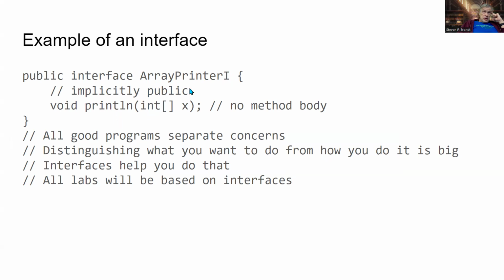Now, an ArrayPrinterI means that whatever the type is I want to hold in something of type ArrayPrinterI, it has to have a method that matches this signature: something that returns a void, is named println, and takes an argument of type int array, and that's it. All right, so it has to have that.